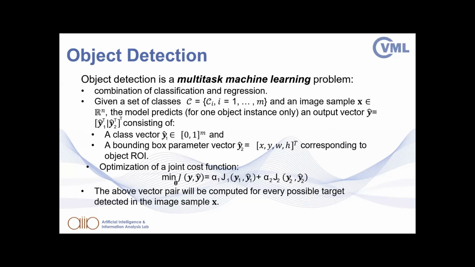So, as I said before, object detection is a multitask machine learning problem that combines classification and regression. The model uses a joint cost function that optimizes, first of all, the classification accuracy, J1, ensuring that the right object class is identified. Secondly, the regression accuracy, J2, which ensures that the bounding box precisely encloses the object. And these terms are balanced with alpha 1 and alpha 2 weights to train the model effectively.